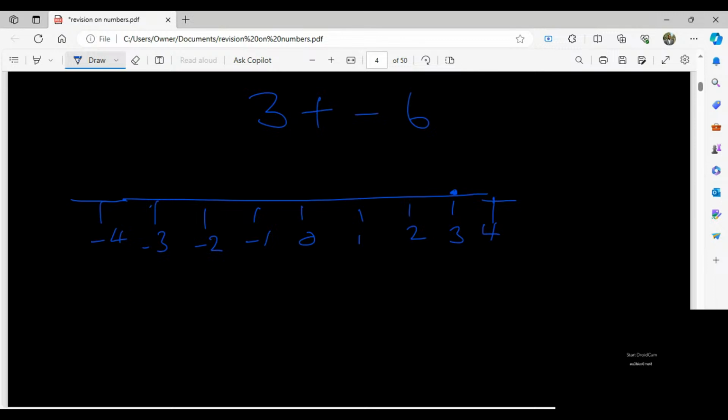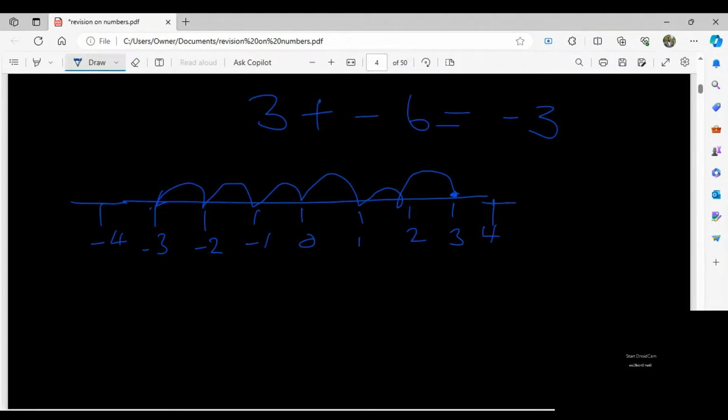So adding a negative number means that we're going to move 6 places to the left. So that will be 1, 2, 3, 4, 5, 6. So you can see here 3 plus minus 6 will give us negative 3.